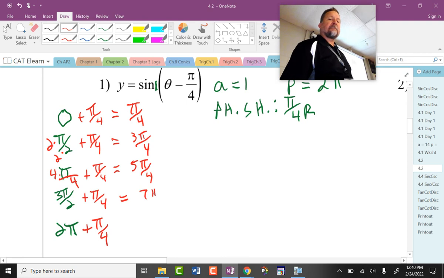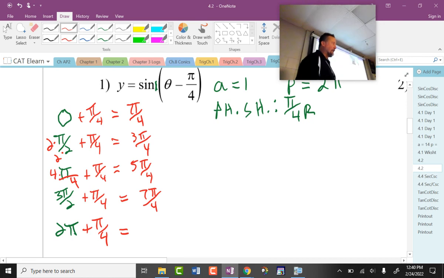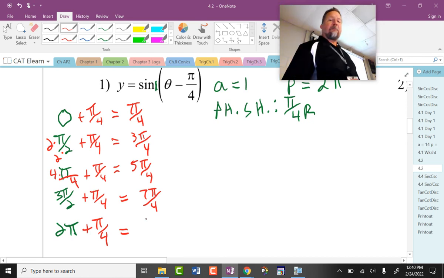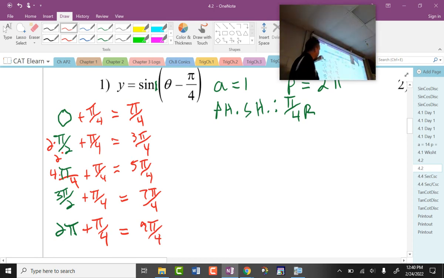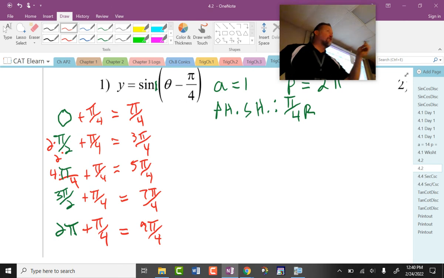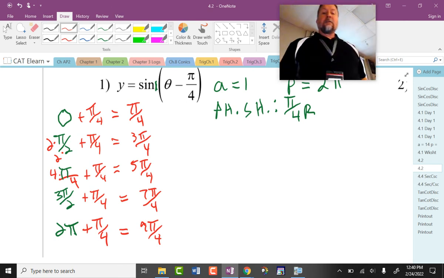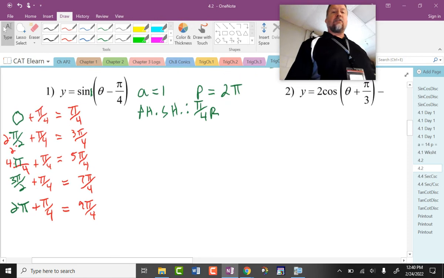You are correct. Sometimes we are humans and we recognize patterns. What's the next one? So you can see that these keep going up by 2 pi over 4, which is not a coincidence. 2 pi over 4 is pi over 2, which is how far away each one of these green values are. So the red values should be pi over 2 away from each other, which is 2 pi over 4.